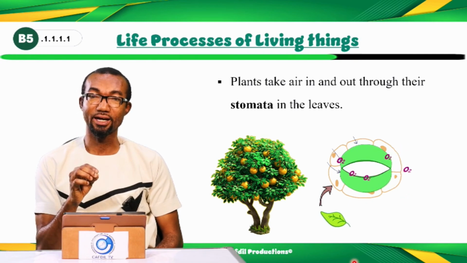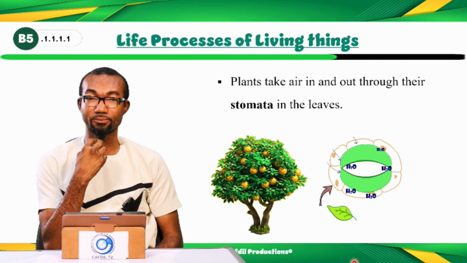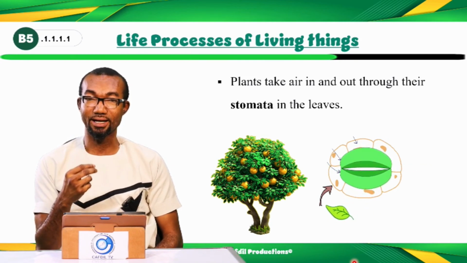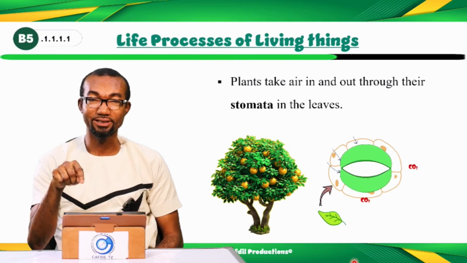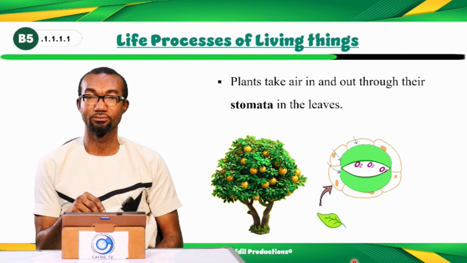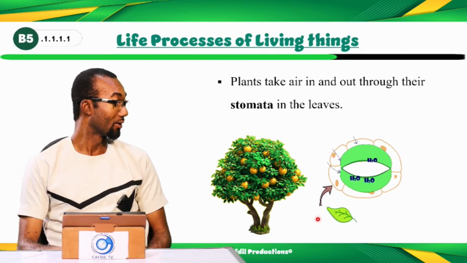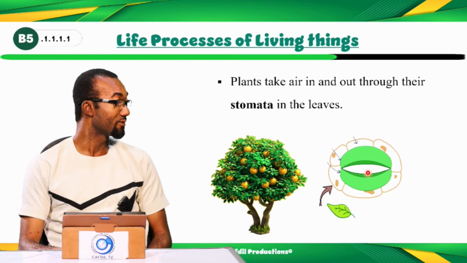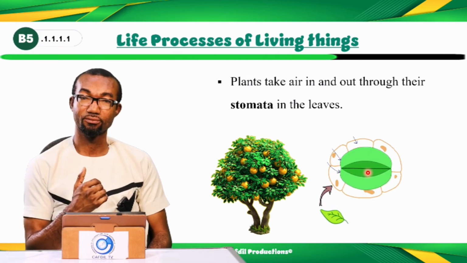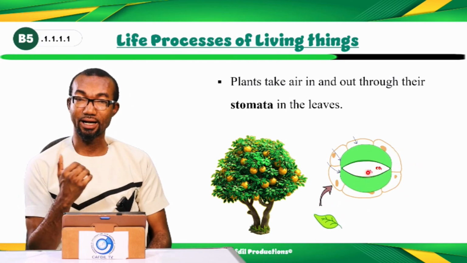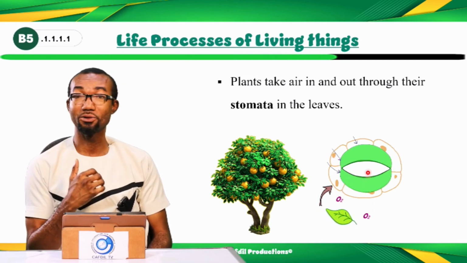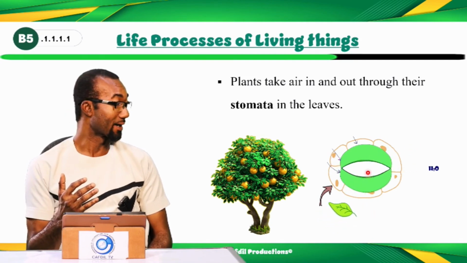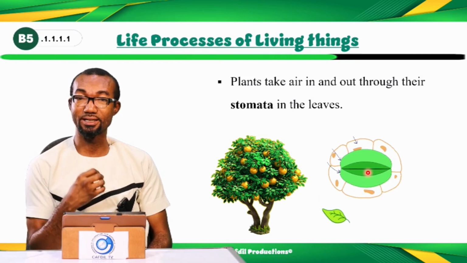We take air through our nostrils. Plants take air through the stomata in the leaves. And that is how it looks. So the leaves also breathe. They breathe air in and out, but we cannot see it with our eyes. But plants also take in air.